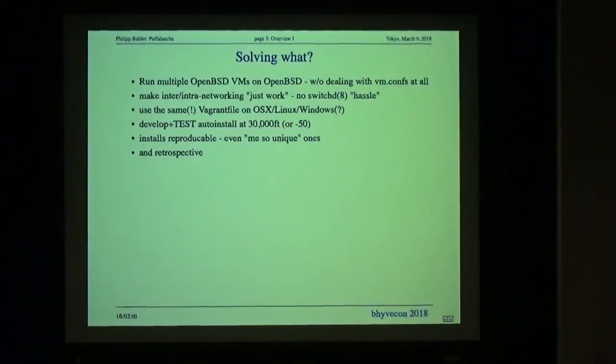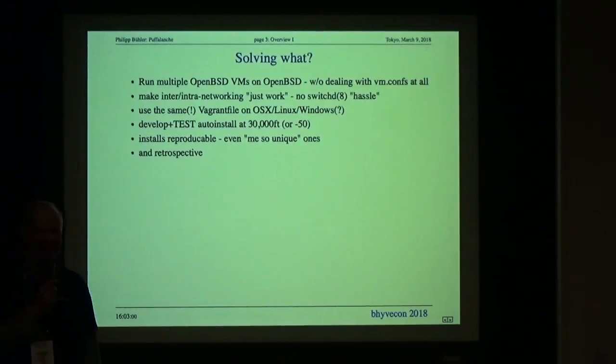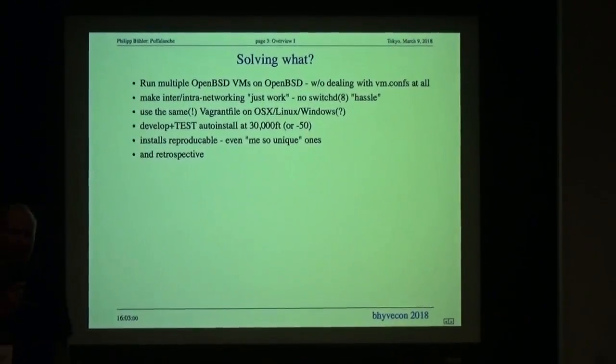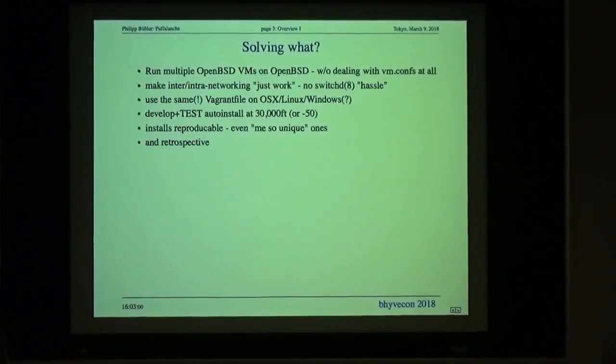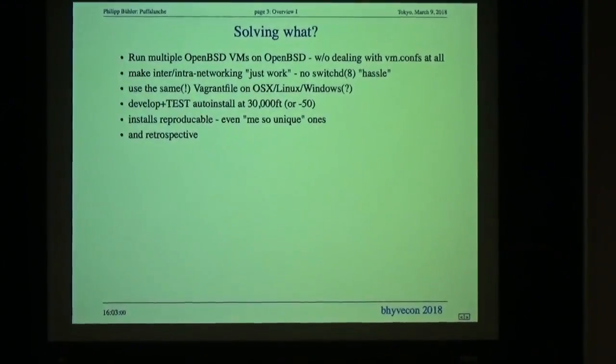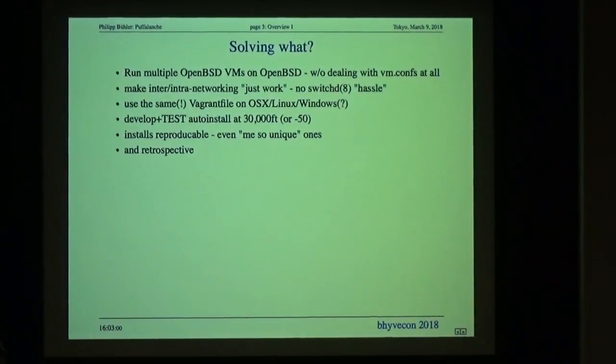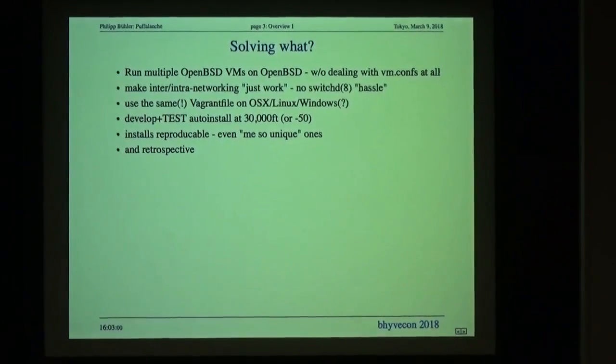So what we are solving, I have to jump into that one. Who's using Vagrant? Oh, that's not many people. Vagrant is a tool that abstracts the configuration of hypervisor virtual machines, so that you can run your same VM layout with VirtualBox or VMware or Beehive. And I'm now in the process of porting that to OpenBSD.